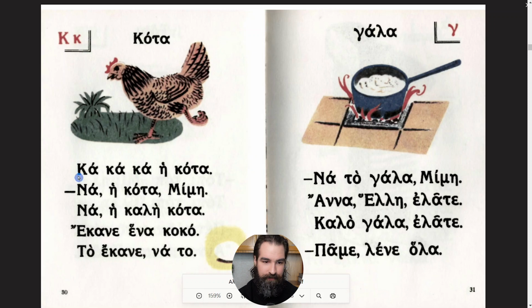Kota, chicken. Να, η κότα. Να, η καλή κότα. Έκανε ένα κοκό.